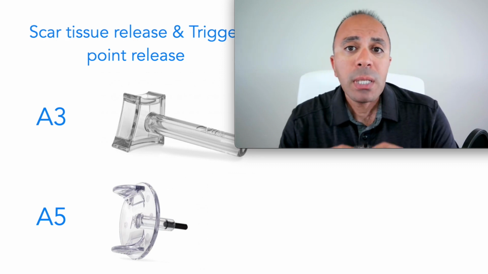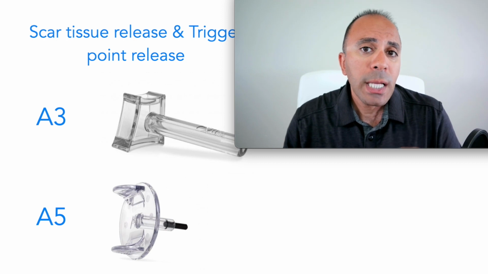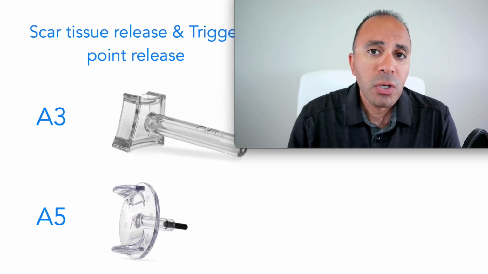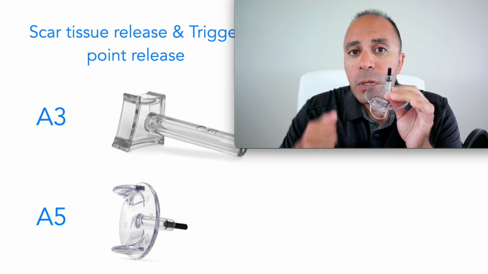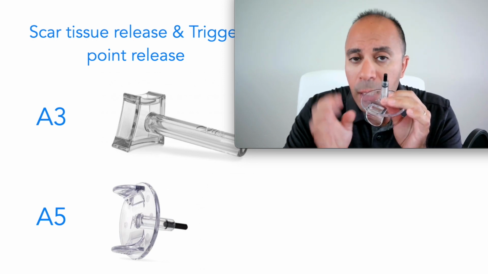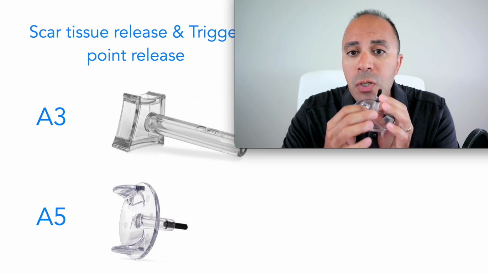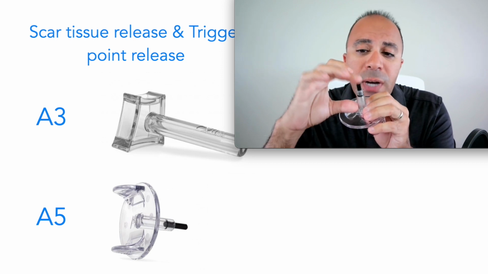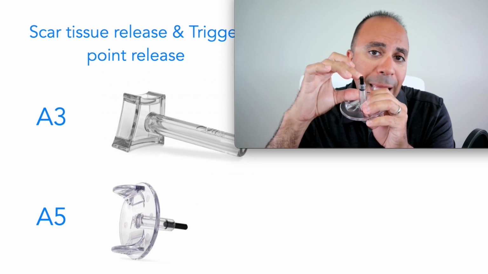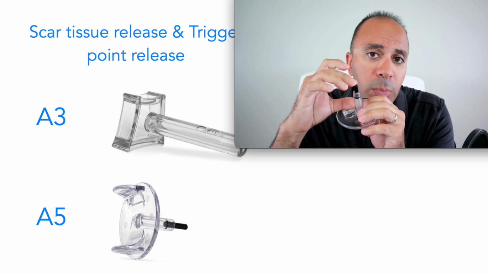The same thing happens internally in the body when you have scar tissue and fascial restrictions. If you cannot apply mechanical force on the adhesion area, it's impossible to release it. So with the knuckle, you cannot really go deep enough in the body, but with the A5, I can go 2.5 inches to 3 inches deep in the body.